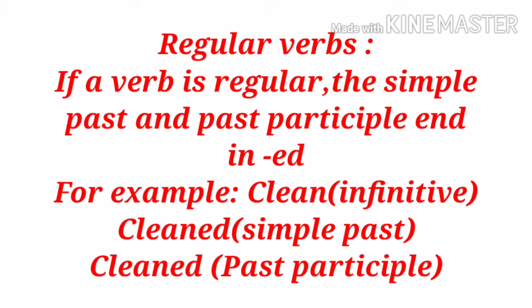For example, clean. Clean is a base form, a root form of the verb, so it is an infinitive. When we use the verb clean in simple past tense, it becomes cleaned, C-L-E-A-N-E-D. Here, the verb ends with -ed. As we use cleaned as a past participle, here also the verb ends with -ed. It means regular verbs are verbs which end with -ed in simple past tense as well as in the past participle form of the verb.